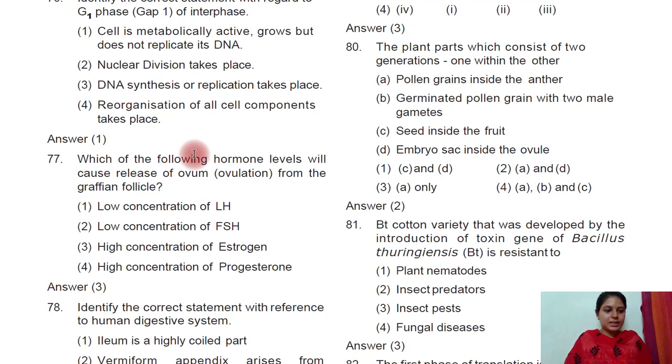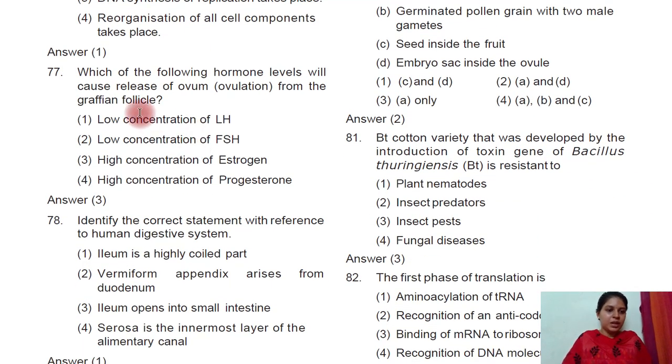Next we have question 77. I'm really happy that we have come almost to the 77th question in the paper. Which of the following hormone levels will cause the release of ovum? Which means, when does ovulation happen? That's what they're asking. When the estrogen level increases, the estrogen automatically triggers the ovulation process.